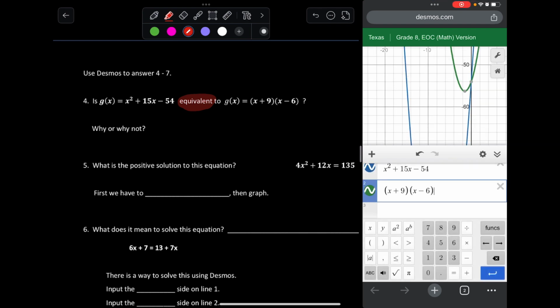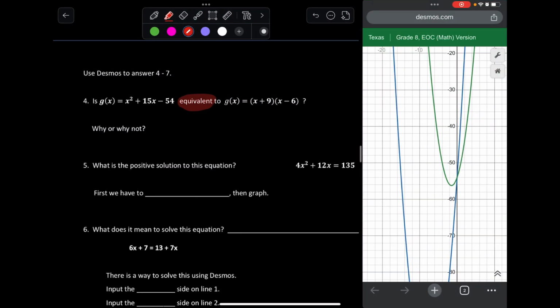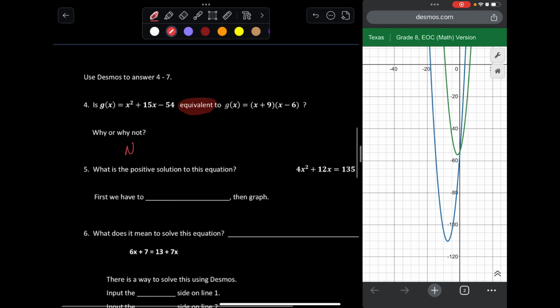Now that I've plugged my 2 graphs in, as you can see, I have the first one in blue and the second one in green, and they both show up on my graph. Diesel, what do you notice? Wow, they're different. They are not even close to each other. So are they equal? No, they're not equal.